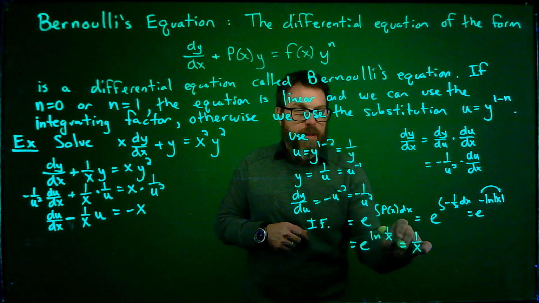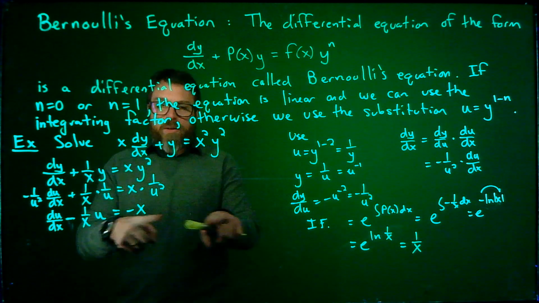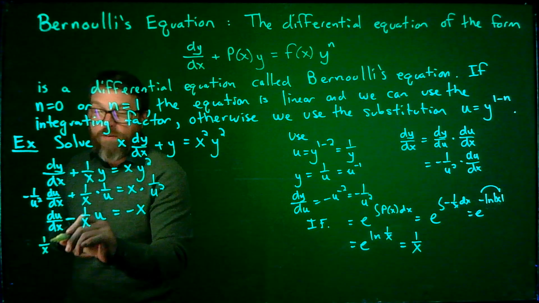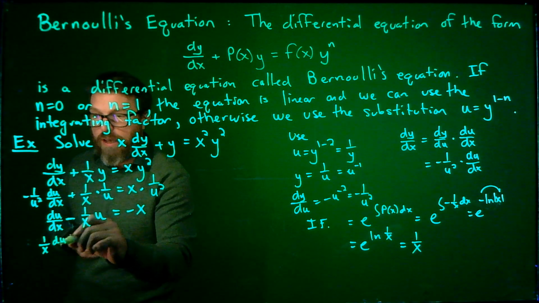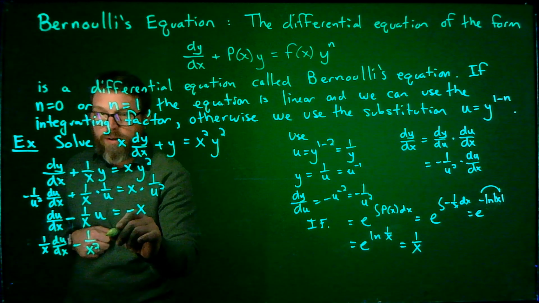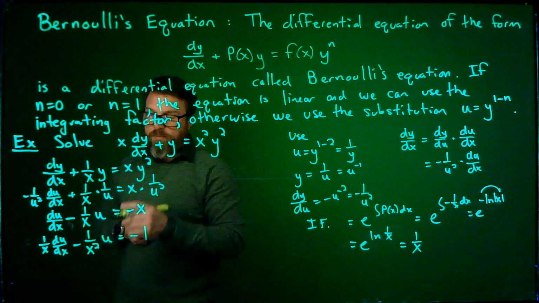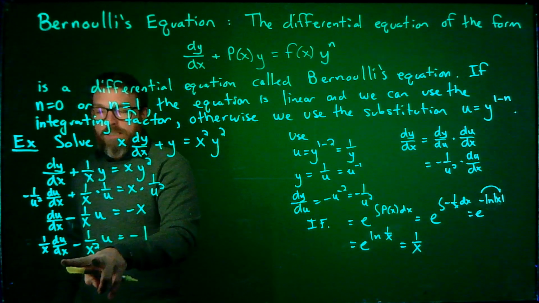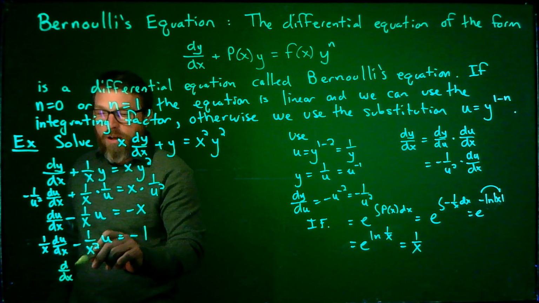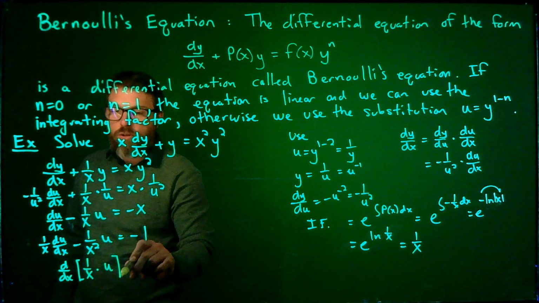1 over x. Now what the integrating factor does for us is if I multiply everything by this integrating factor, this left-hand side is going to become the derivative of something. So du dx minus 1 over x squared times u, and then multiplying this by 1 over x is just going to become minus 1. Now the claim is that this thing is now the derivative with respect to x of our integrating factor, which is 1 over x, times your solution function, which is u.